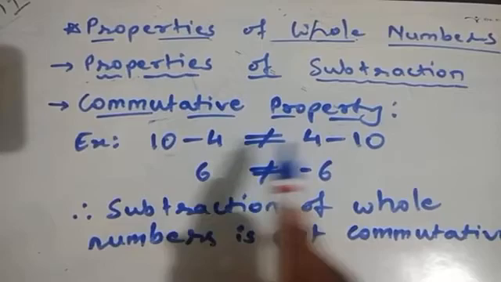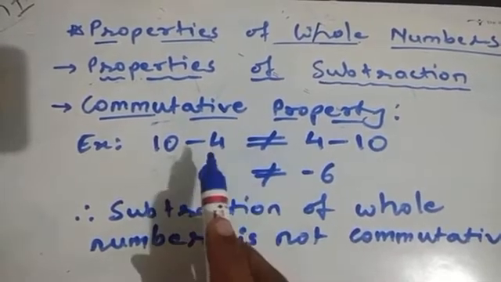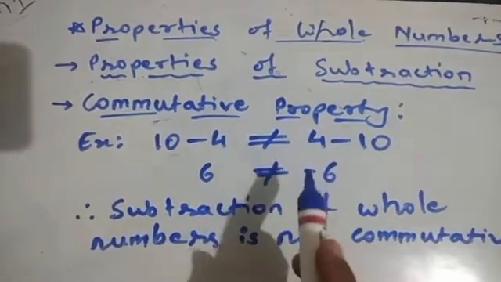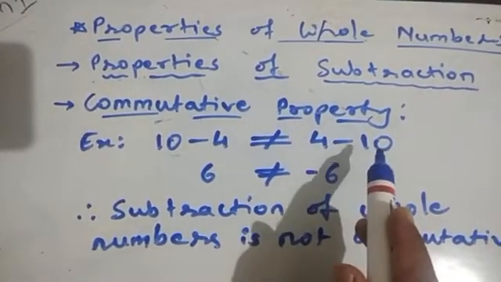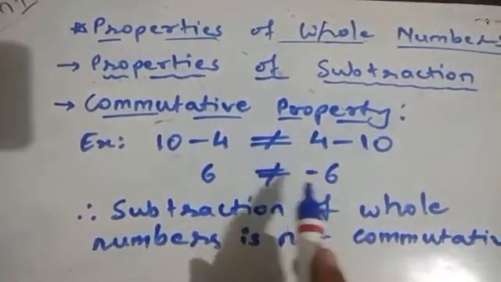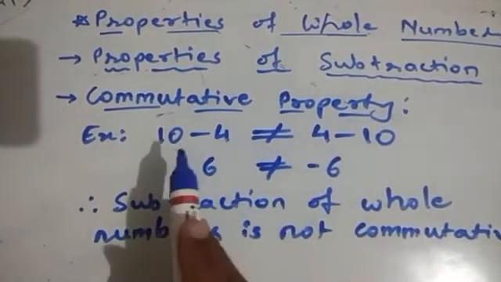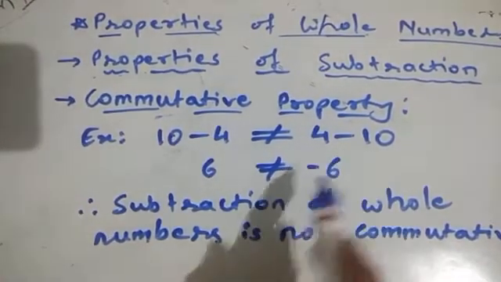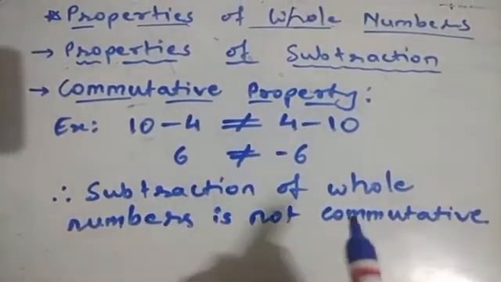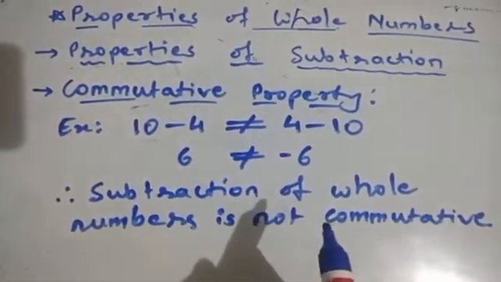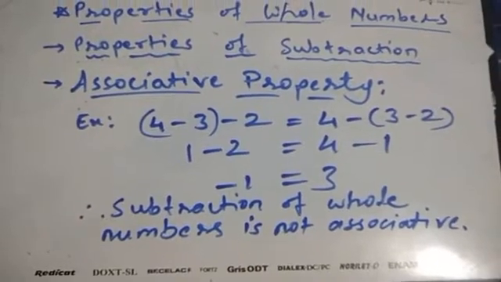But if I change their order, and write 4 minus 10 instead of 10 minus 4, then what will be the answer? Minus 6, because from 4 we cannot subtract 10. We can subtract, but the answer will be negative. So 10 minus 4 is 6, and 4 minus 10 is minus 6. Therefore, subtraction of whole numbers is not commutative. Now let's see the next property of subtraction.